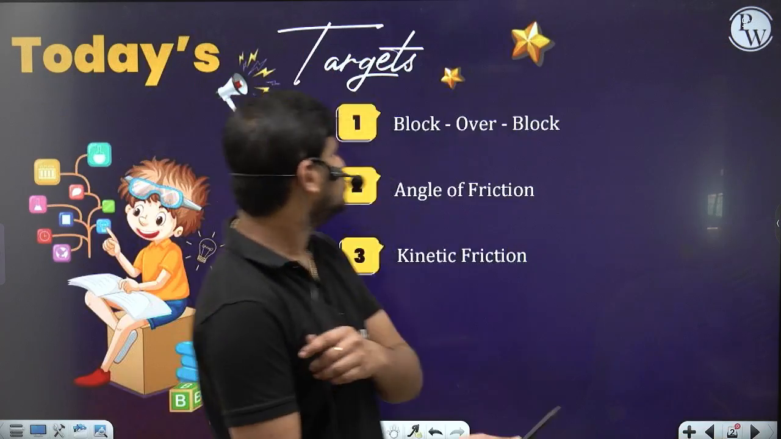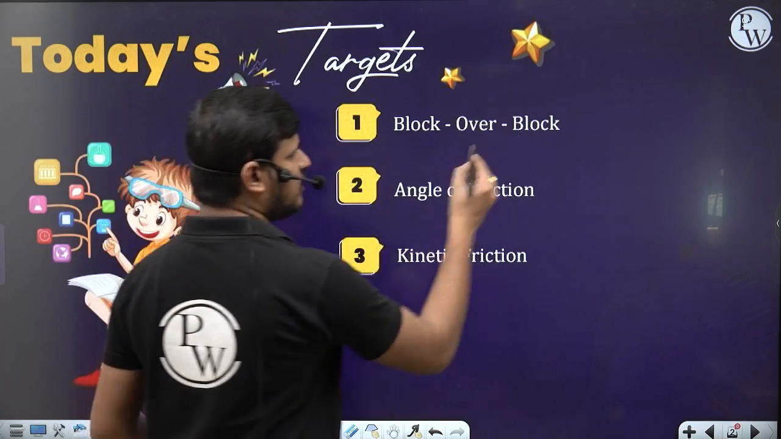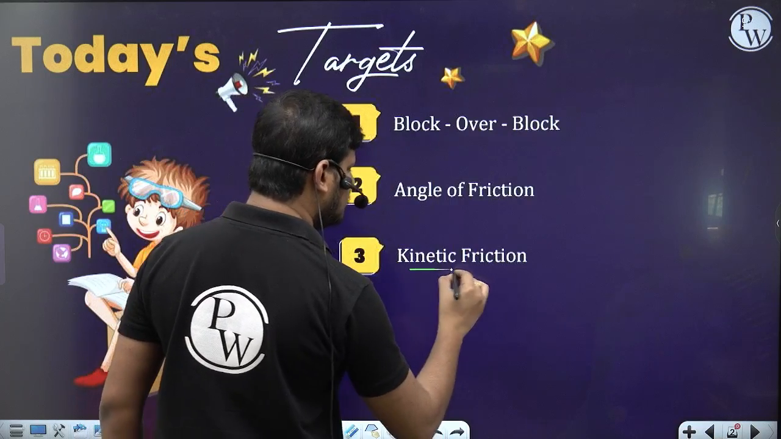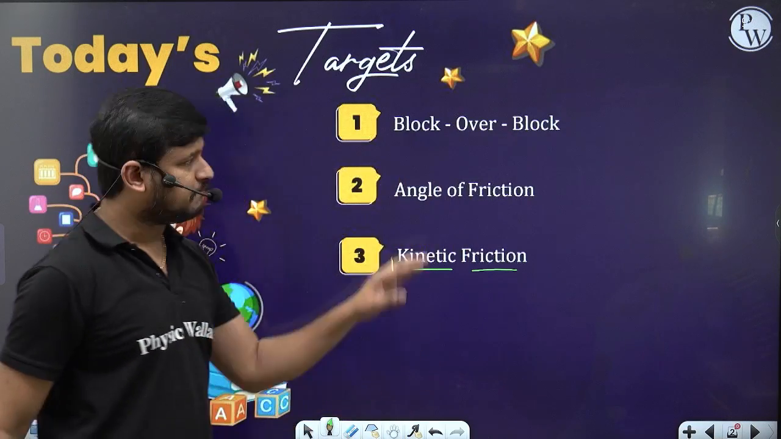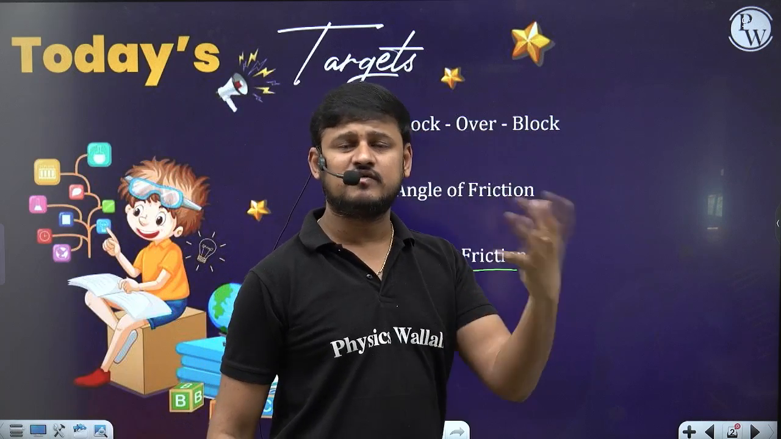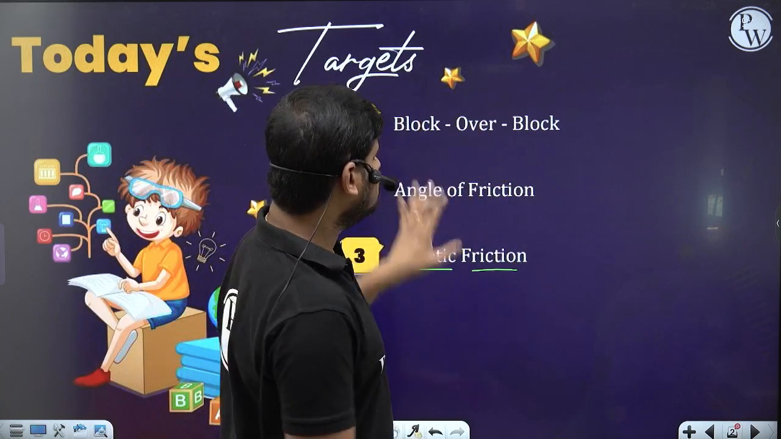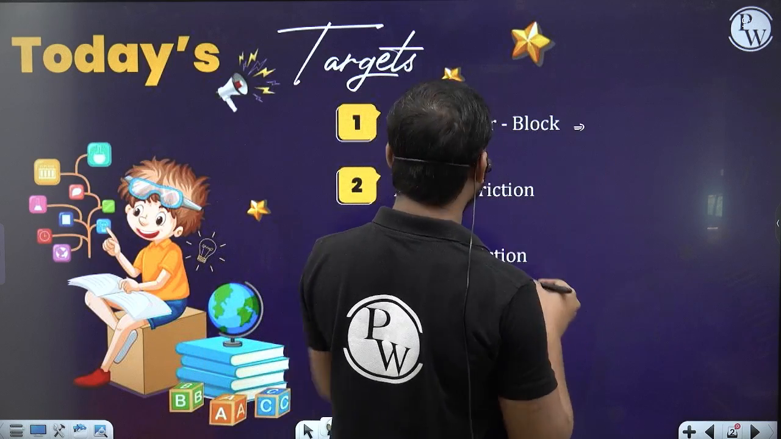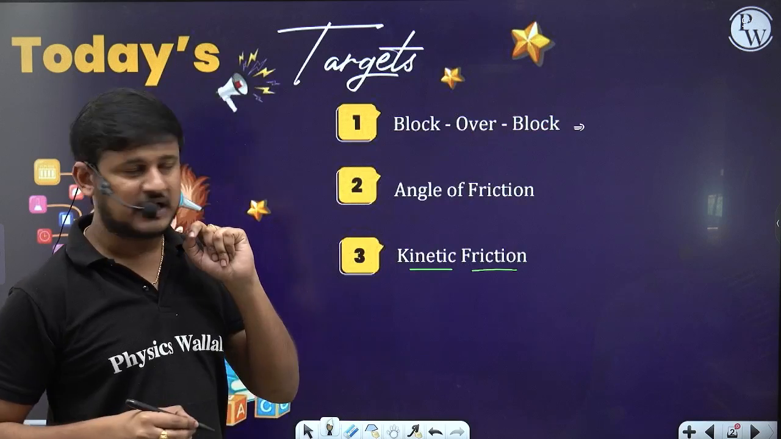See here. Today's targets are block over block questions, then what is the angle of friction, a very small topic, and how kinetic friction will be applied over block over block problems, and how static friction will be applied. Most of the students feel difficulty in these block over block questions.